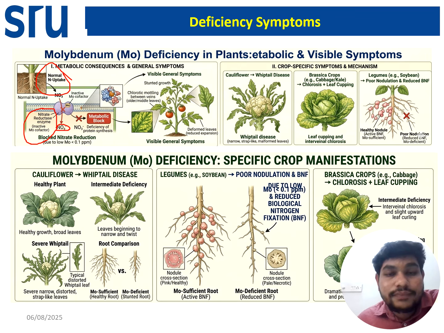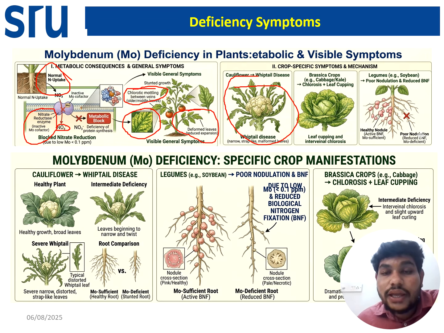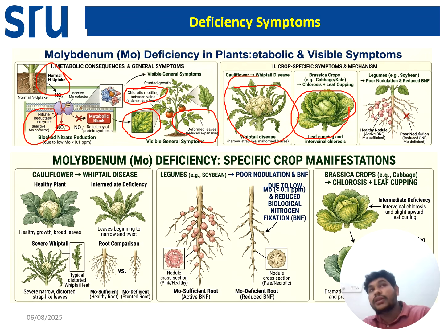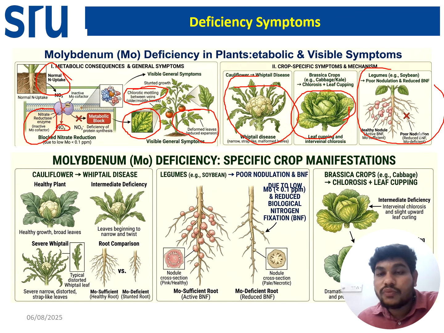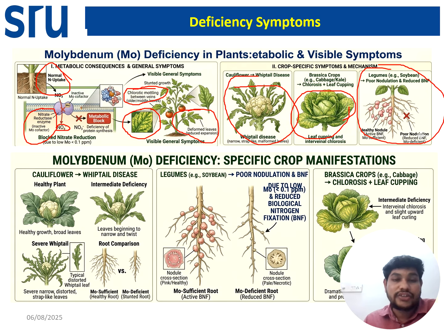If the plant is healthy, we'll see the difference. Here we'll see chlorotic mottling between the veins, then deformation of leaves, deformed leaves. Here in the cauliflower we see whiptail disease, that is narrow and malformed leaves. In brassica, there is cupping of leaves and interveinal chlorosis, which are common symptoms in cabbage. And in a legume we'll see poor nodulation, reducing biological nitrogen fixation.